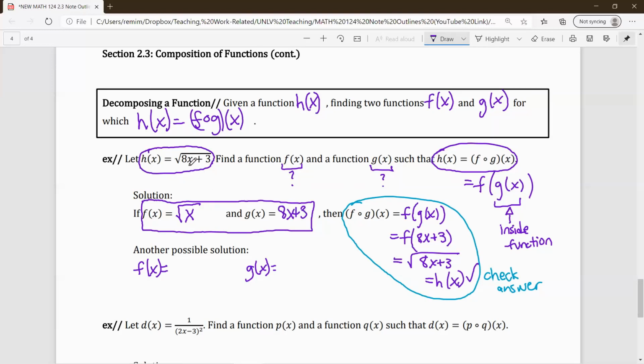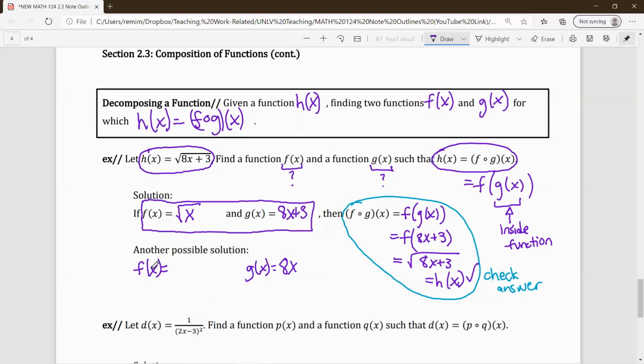Well, another part that's basically on the inside is this 8x. And then we can worry about the plus 3 later. So if I put 8x here, what function would we write for f of x so that when we plug 8x into that function, it would give us the square root of 8x plus 3?